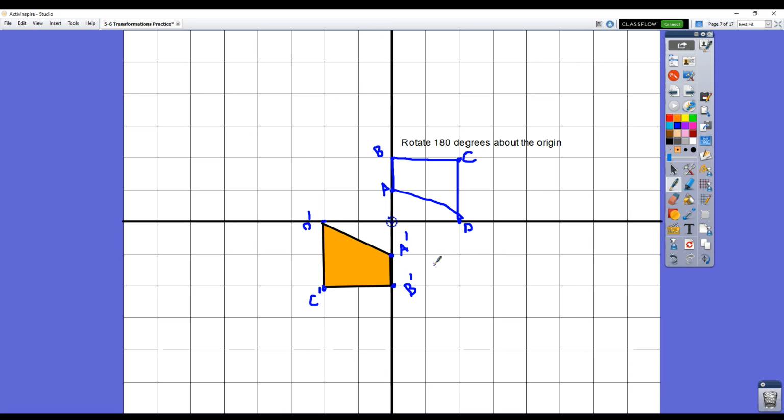Rotations are challenging if you're doing it without a tool that can turn or rotate. But as long as you have that whiteboard or that patty paper, it's not going to be too challenging.